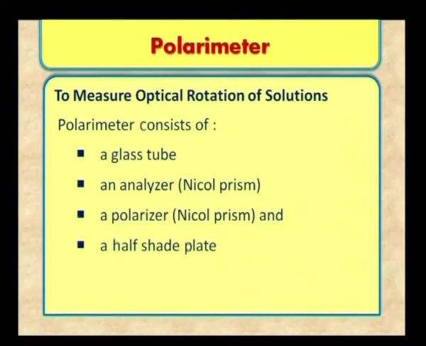The polarimeter consists of a glass tube, and an analyzer is a nickel prism. A polarizer is again a nickel prism. Which one comes first? A polarizer comes first. You have got an unpolarized light, you have got a polarizer, right? What is the function of the polarizer? The unpolarized light is made to become plane polarized when it is passed through a polarizer. That is the reason it is called a polarizer.